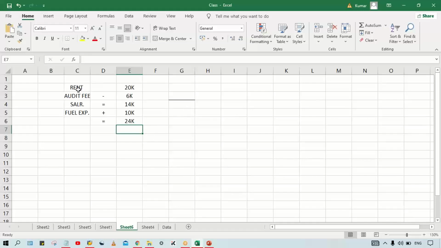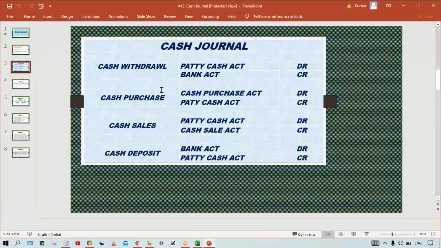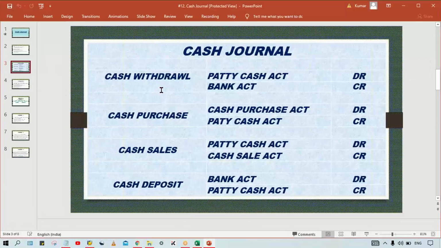What is happening? First of all, we are having a transaction related to withdrawal. Look at here, cash withdrawal. So in cash withdrawal, generally what is happening, guys? Of course, it is going to be withdrawn from the bank account. So the bank account will be credited, and what is going to be debited?